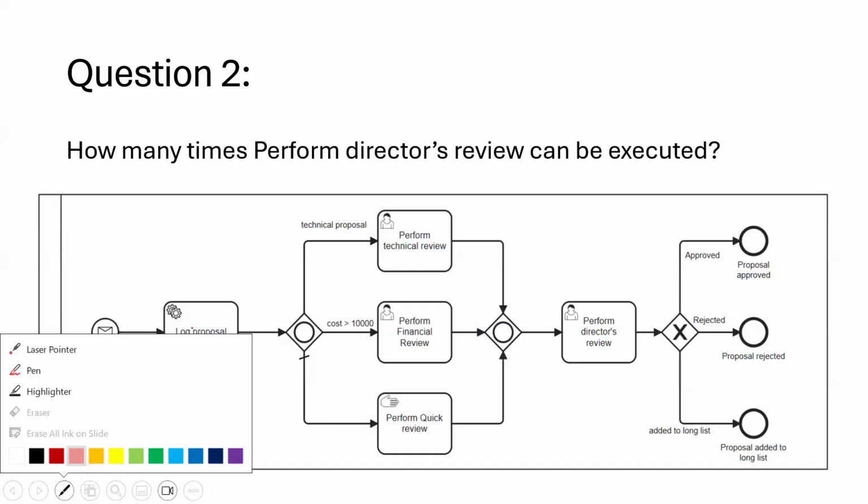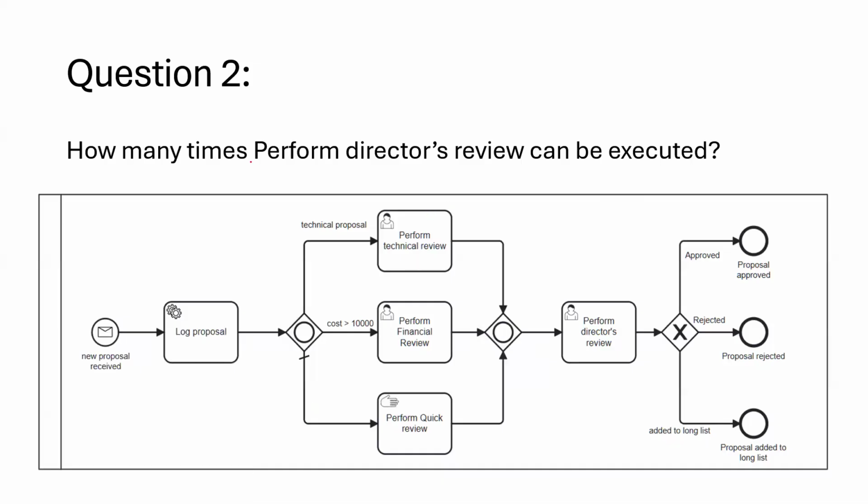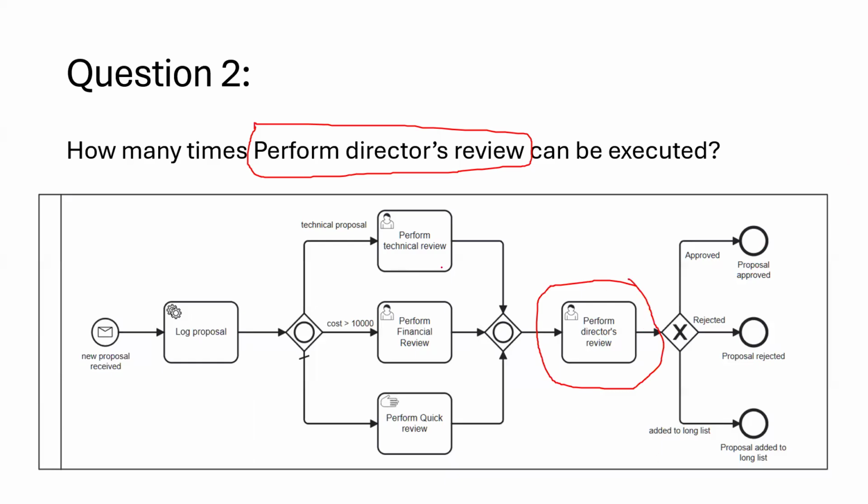Here I can. Okay, so here it should be. So perform director's review, and I'm drawing this in the presentation, can be executed. So you need to locate the task first. Where is this? Right. So you connect it. Now, how many times? How many times can be executed?